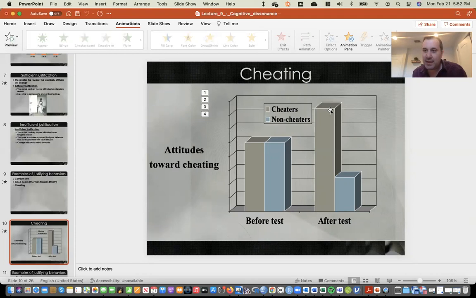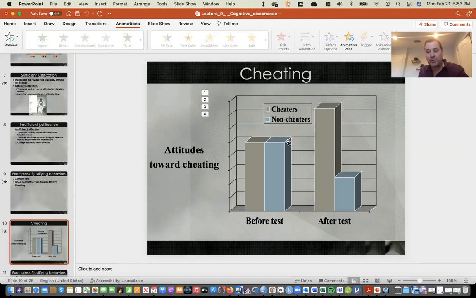And the reason they're doing that is because they have to justify their prior behavior of having cheated. After all, if they just cheated 5 minutes ago, and they say, you know what, I'm very much against cheating, that's going to produce a lot of cognitive dissonance, right? That's a big gap between their behavior and their attitude. So what they have to do is convince themselves that cheating's not a big deal at all, right? So their attitude becomes much more permissive towards cheating.